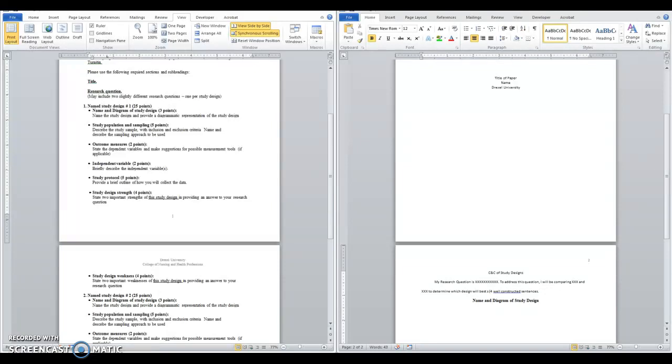So, name and diagram the study design. Here again, make sure you are right aligned. We're not going to be bolding now. You're going to bold your headings, and we're going to start a new paragraph. Maybe like this: The first study design I will address is, and then whatever that is.